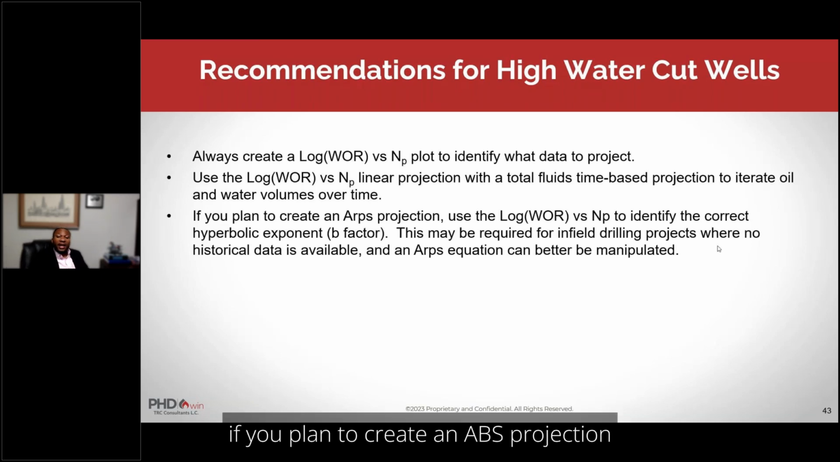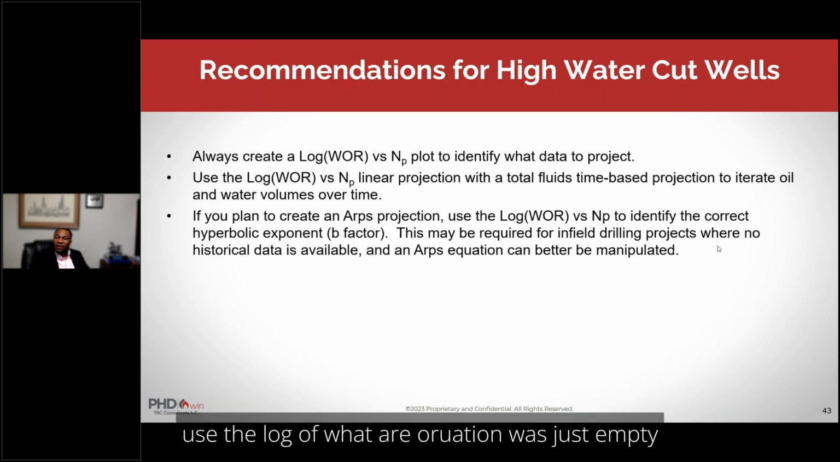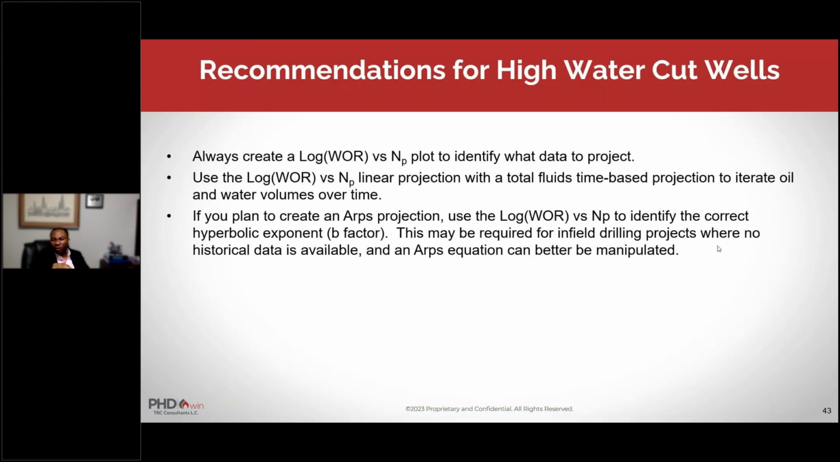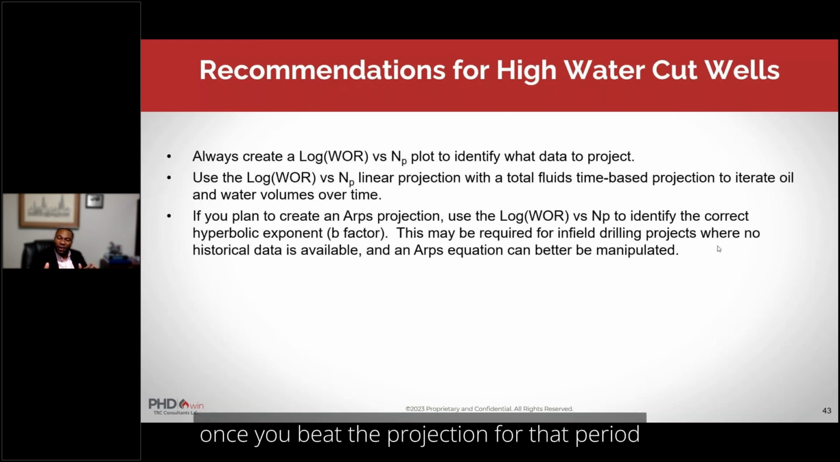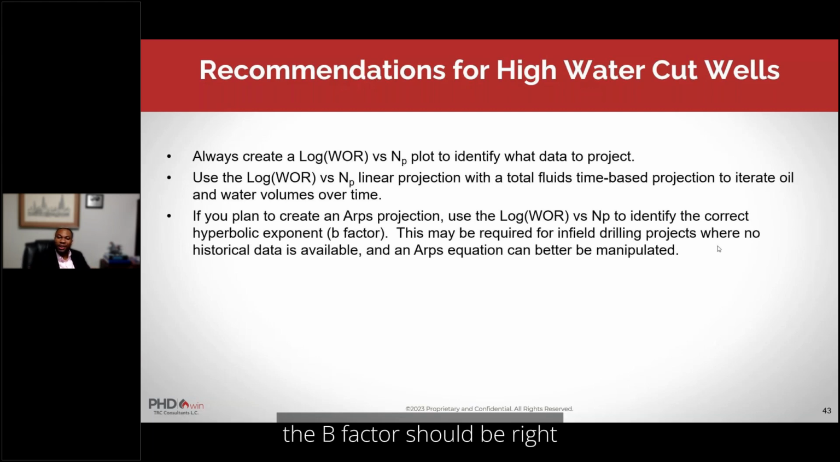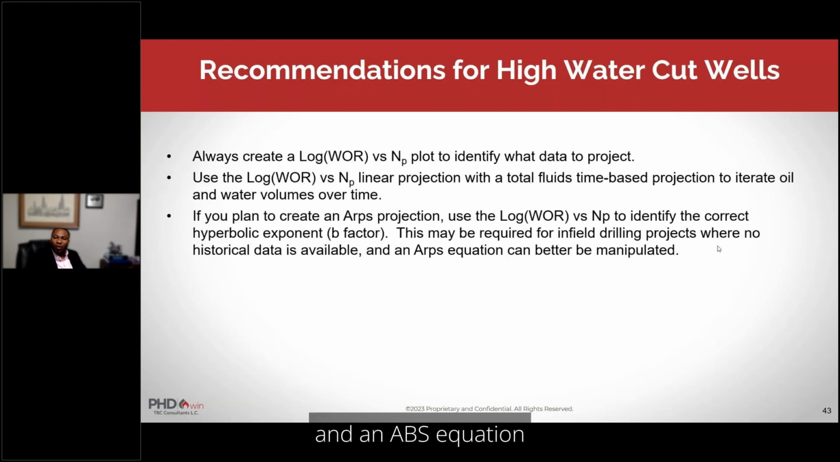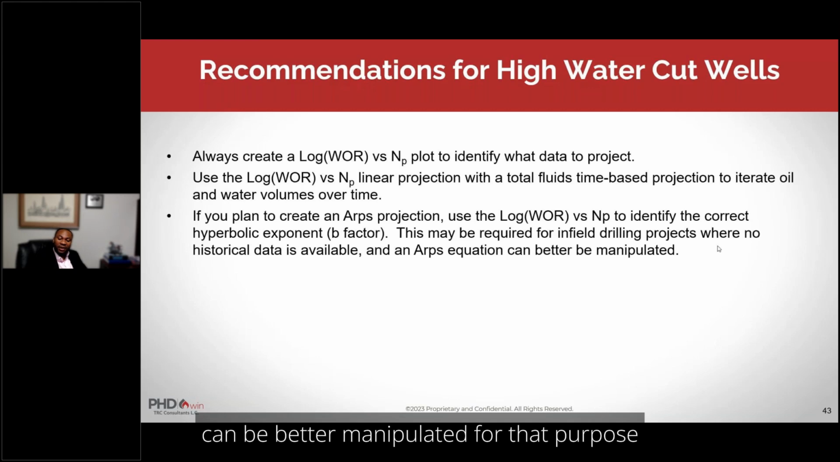If you plan to create an Arps projection, use the log of water oil ratio versus NP to identify the correct hyperbolic exponent to use. You can quickly look at that data and see the period that could give you the right data. Once you fit the projection for that period, that should give you some guidance on what the B factor should be, right? This may be required for infield drilling projects where no historical data is available, and an Arps equation can be better manipulated for that purpose.